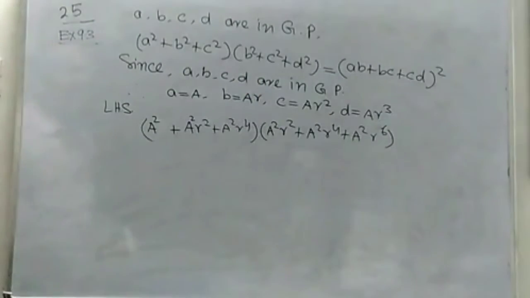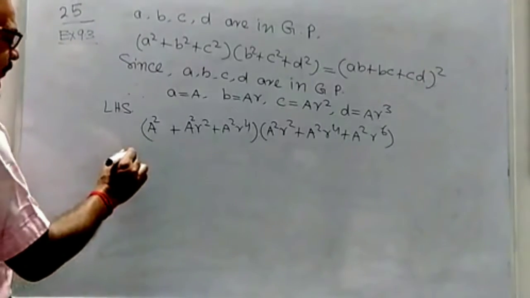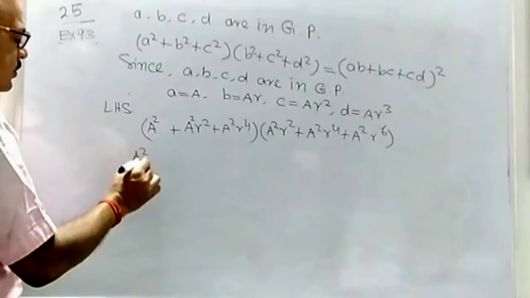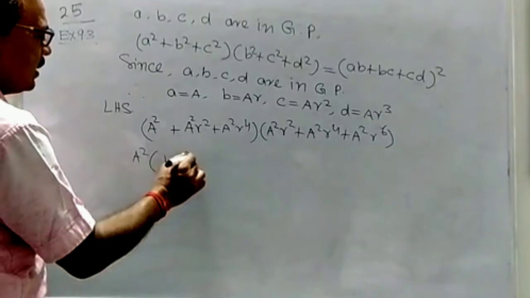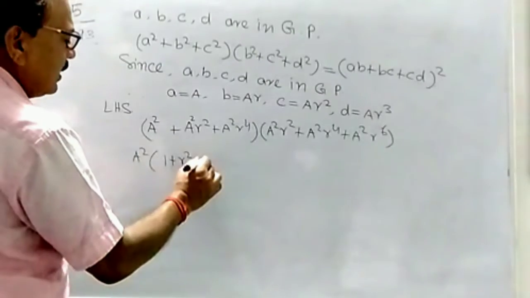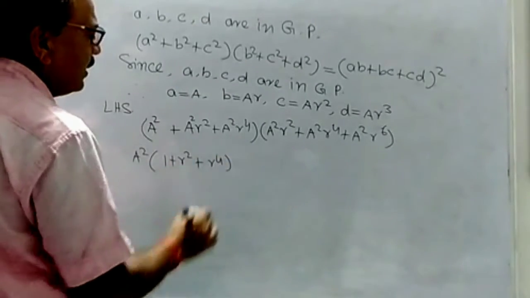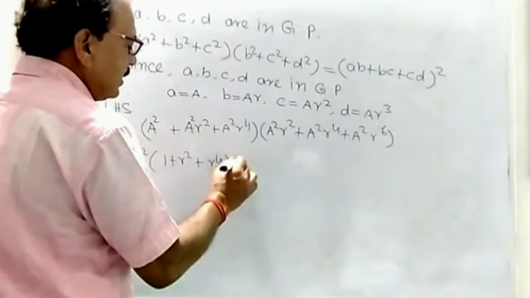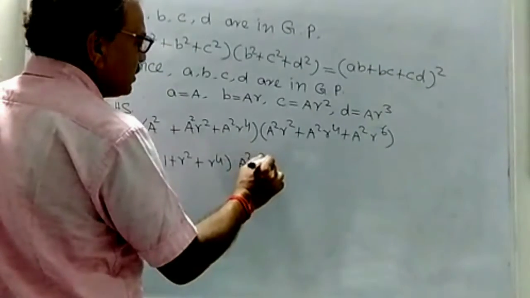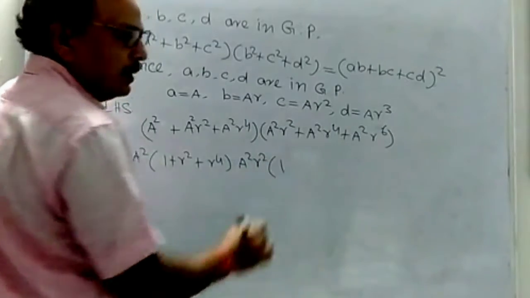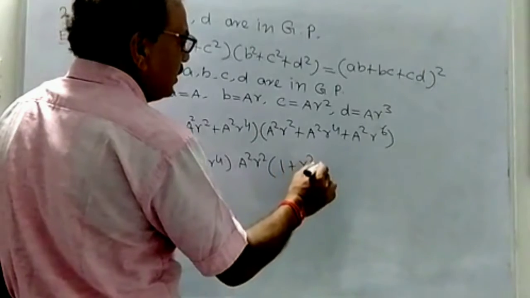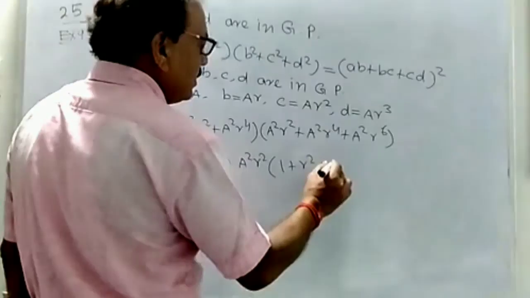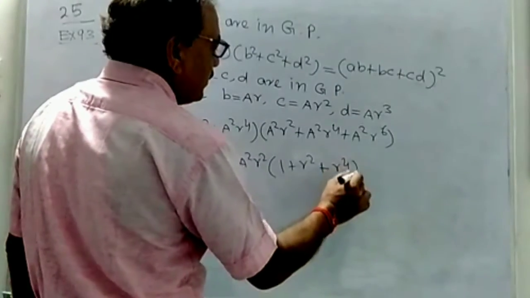Here you can write this. So now in this you can take the common A square to get 1 plus R square plus R to the power 4, and here you take the common A square R square to get 1 plus R square plus R to the power 4.